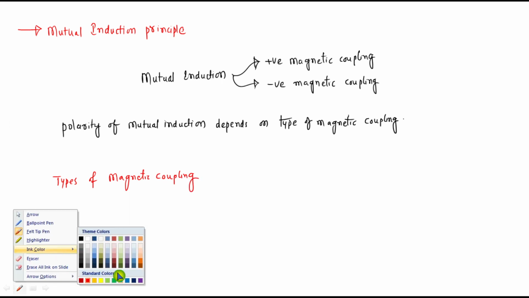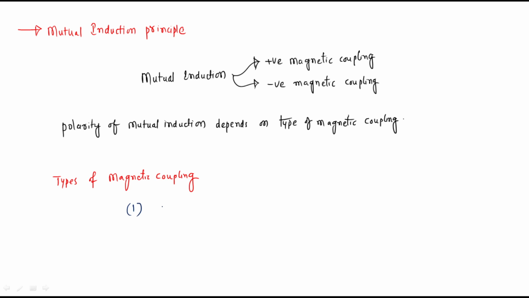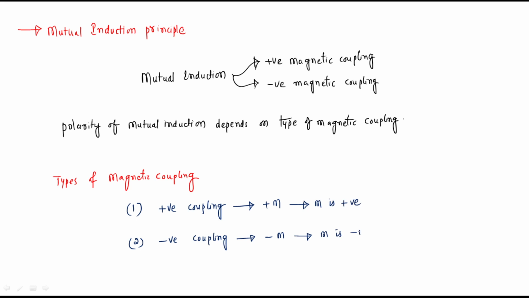Those are nothing but what? Positive coupling, and second one negative coupling. We all know that positive coupling means what? Plus M, it is represented with positive M, and here M is negative, that's it. So first we would like to discuss positive coupling, later we will discuss negative coupling.